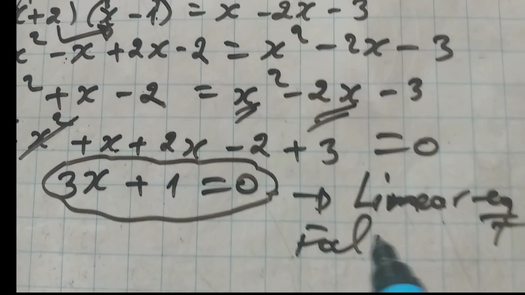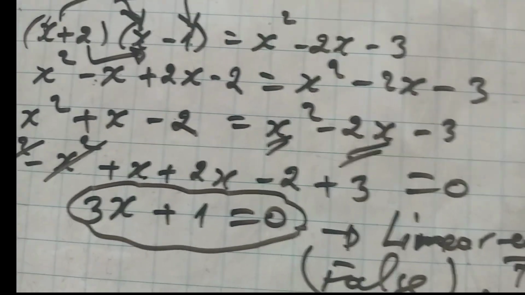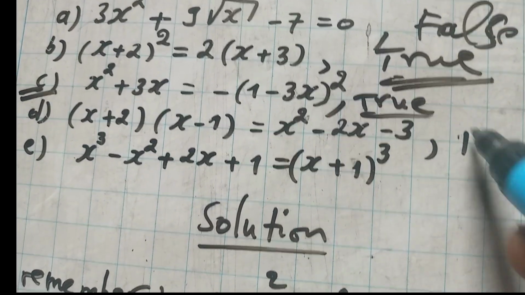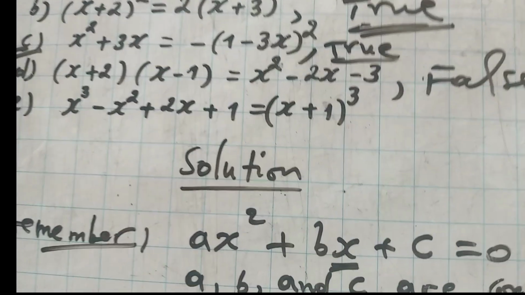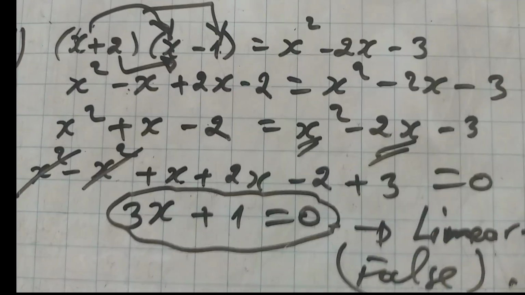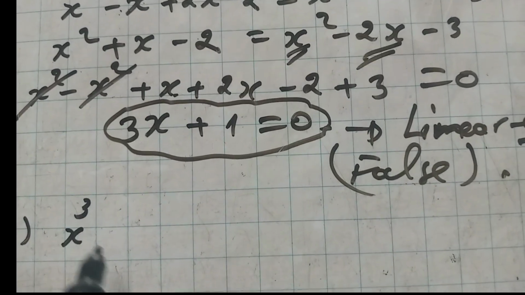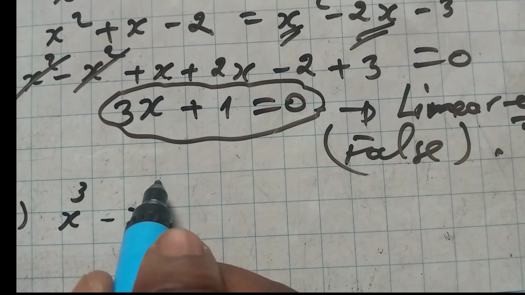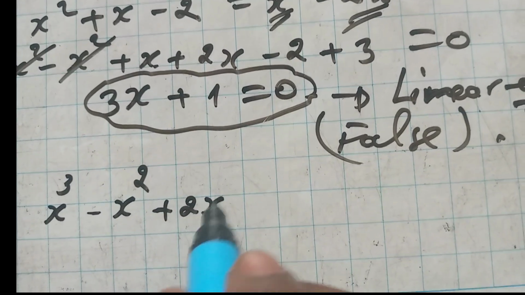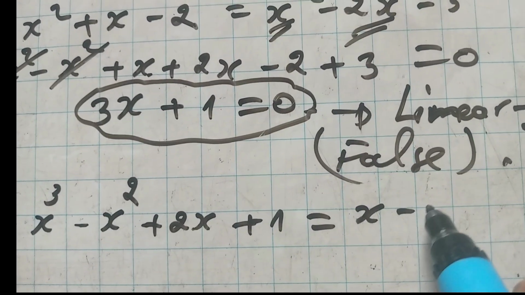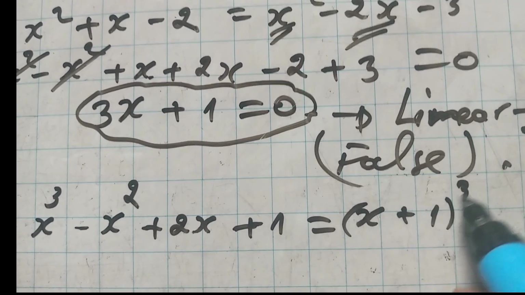Now it is false. It means the expression number D here is false, right? Then let us deal with expression number E. Number E is x cubed minus x squared plus 2x plus 1, which is equal to x plus 1, then power 3.